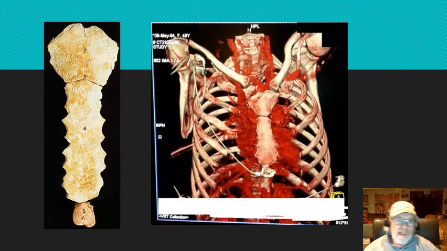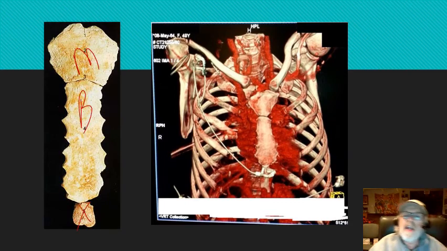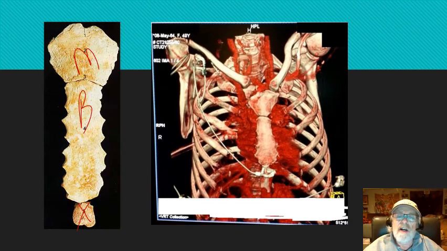Again, here's the manubrium, here's the body, here's the xiphoid down in here, and this is another 3D CT. You can see the ribs coming in there, and this red area would be the area of the costal cartilages.